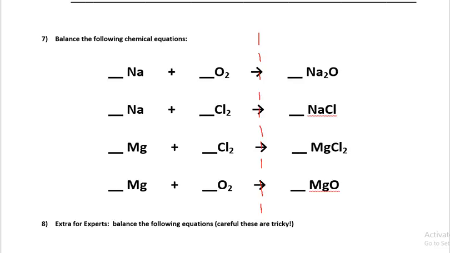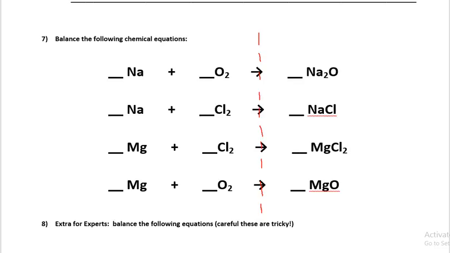A good tip, or sometimes it's helpful, is to start with the biggest, ugliest looking formula. In this case, I reckon it's this one here. Now you don't have to start with that one. In this case it might have actually been easier if we started with oxygen, but as a general rule it's usually a little bit easier if you start with the biggest, ugliest one.